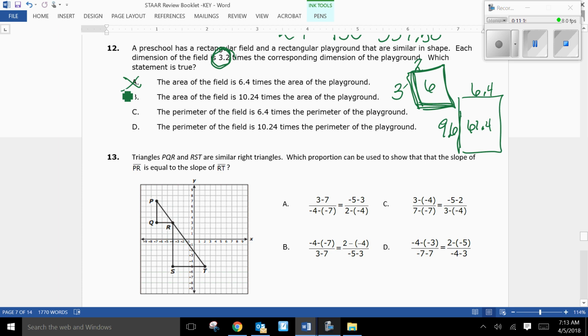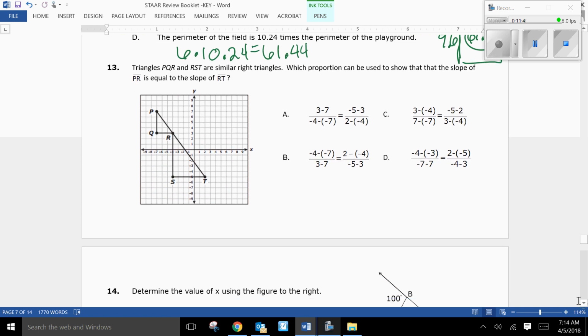The area of the field is 10.24 times the area of the playground. Well, let's try that. 6 times 10.24. That equals 61.44. That's exactly what I wanted. That's what my area was. So B must be my answer.